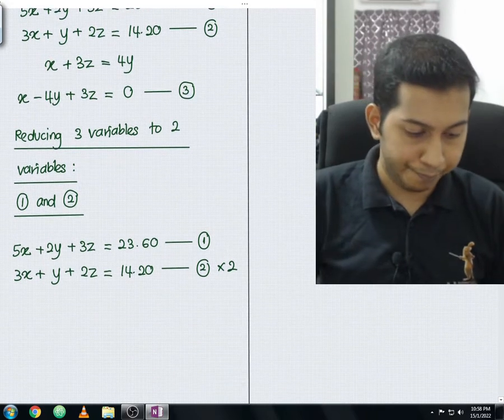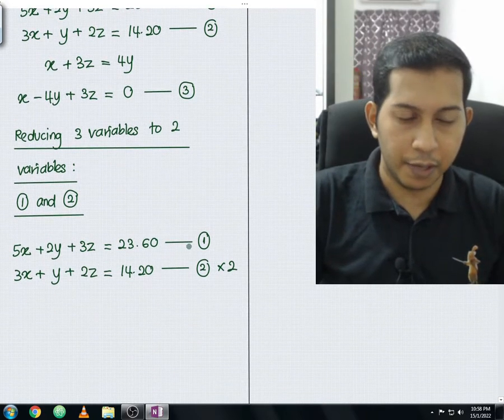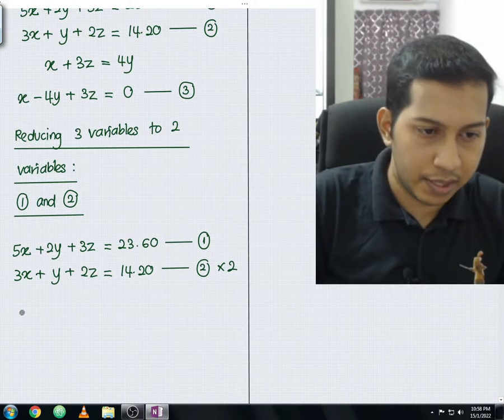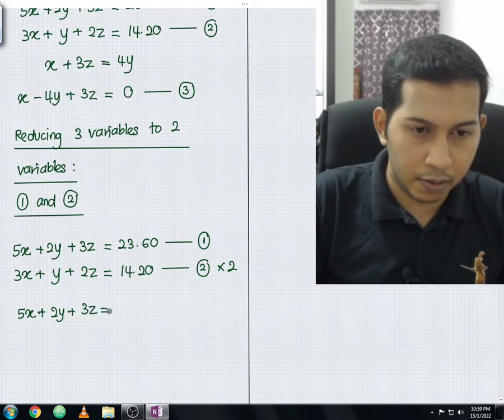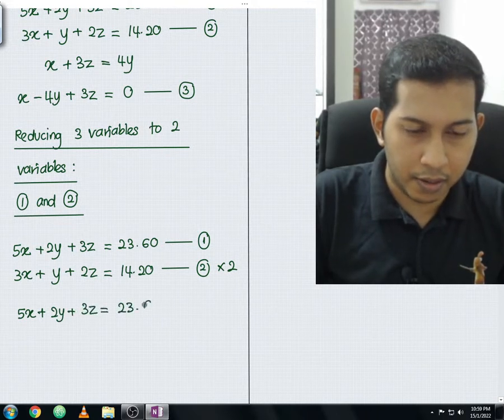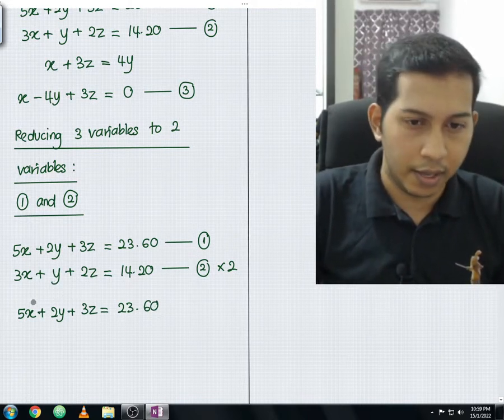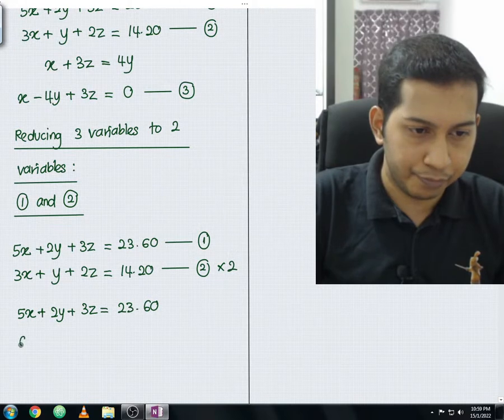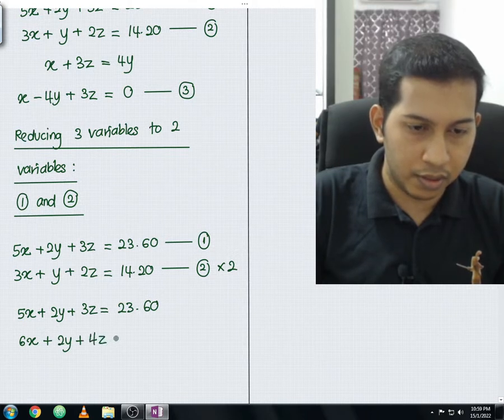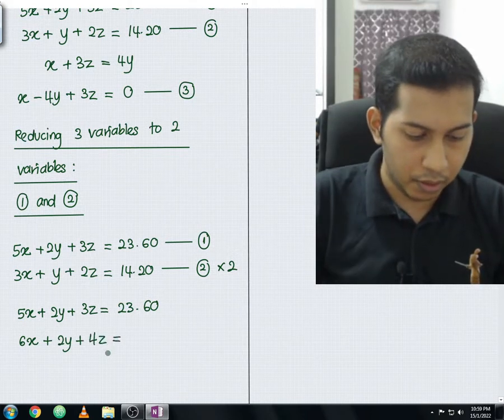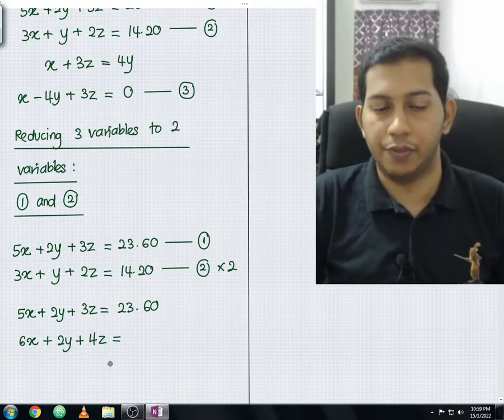Okay, so the first equation still remains the same, which in this case is 5x plus 2y plus 3z equals 23 ringgit 60 cent. Whereas for the second equation, it will be 6x plus 2y plus 4z equals 28 ringgit 40 cent.